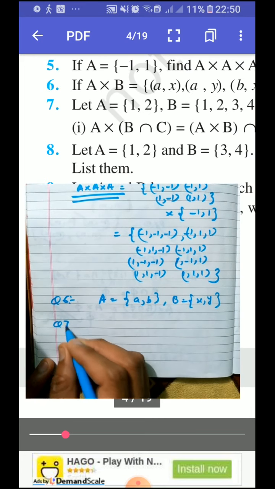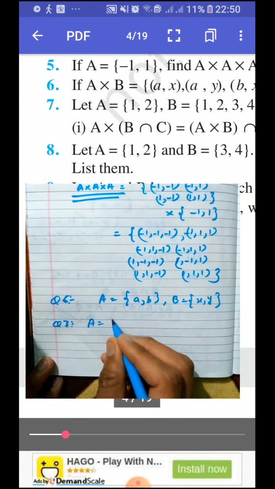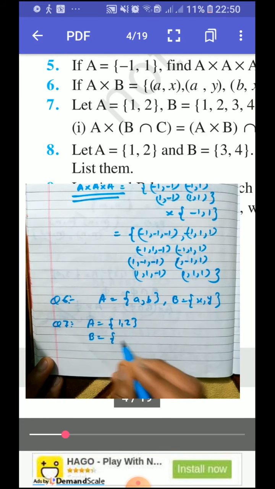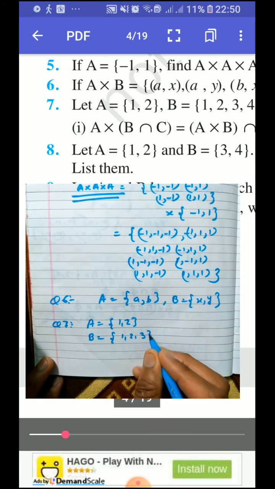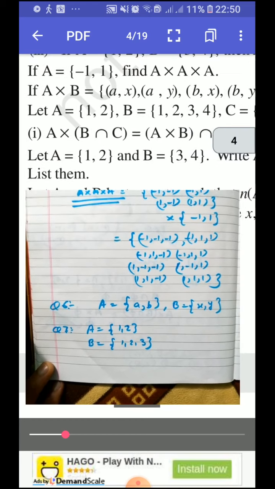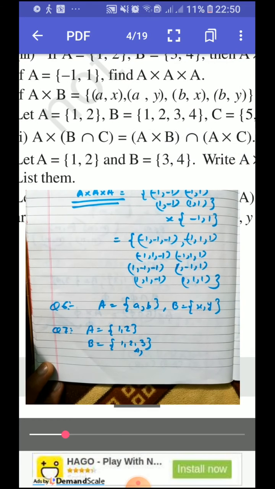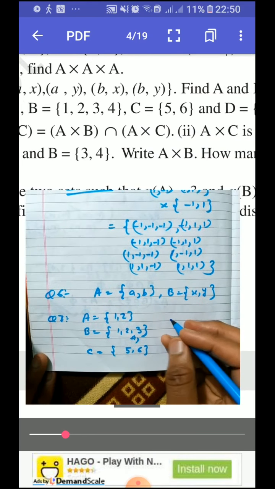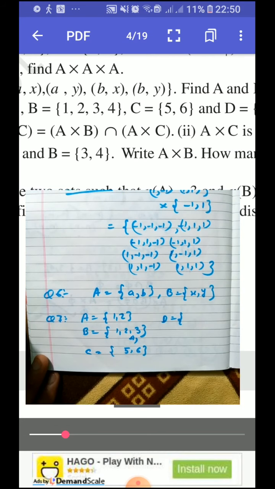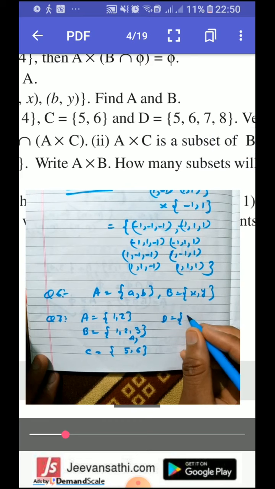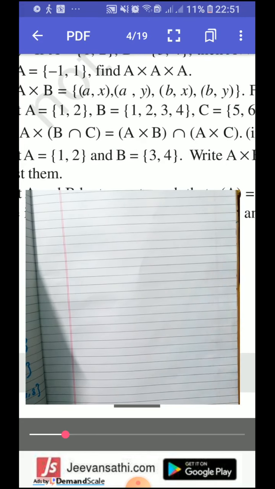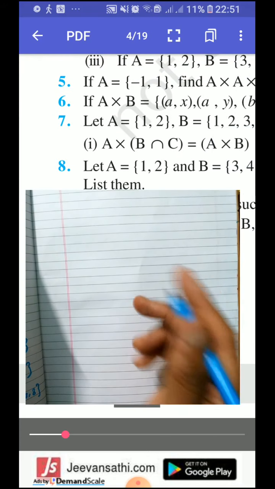In question number 7, we are given set A having elements 1, 2; set B having elements 1, 2, 3, 4; set C having elements 5, 6; and set D having elements 5, 6, 7, 8. Now we have to verify that A Cartesian (B intersection C).